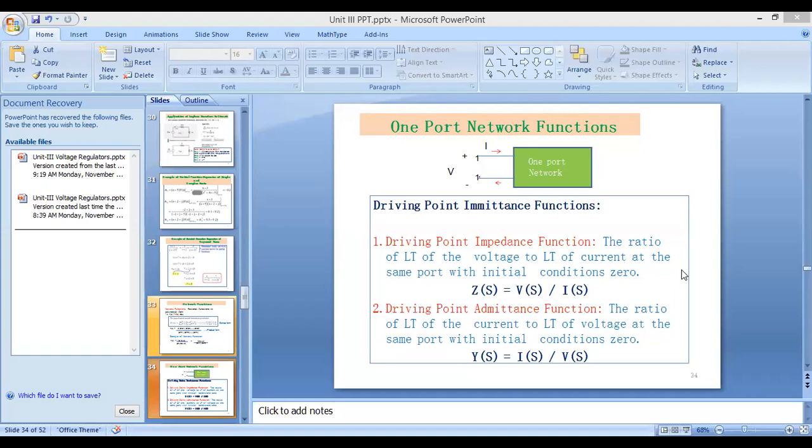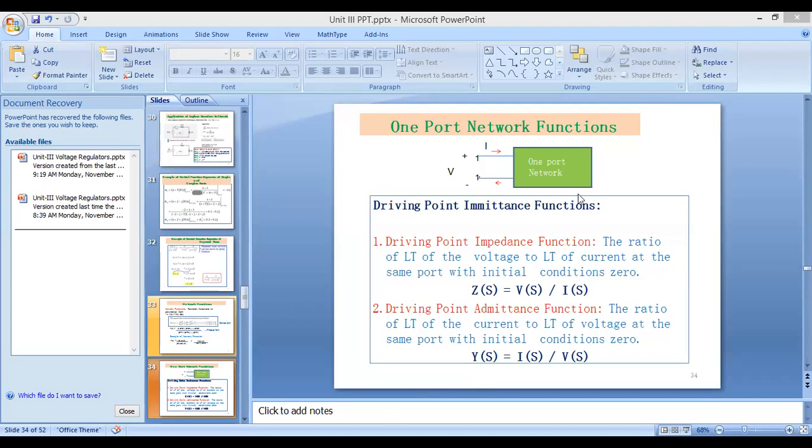One port network is a two-terminal electrical network in which current enters through one terminal and leaves through another terminal. Okay, it means a network having only one pair of terminals. We call that network a one port network. Very good. Okay, you can make yourself comfortable.